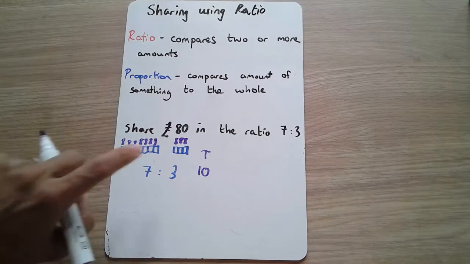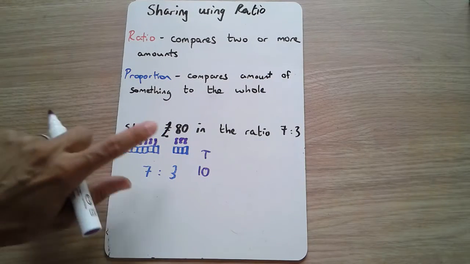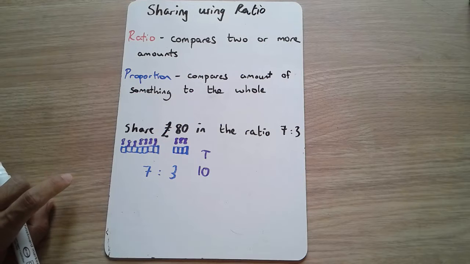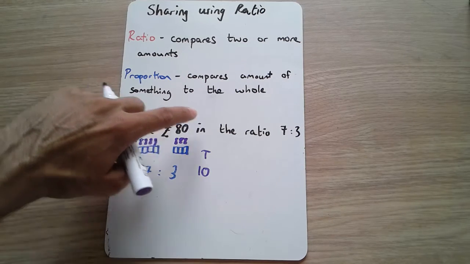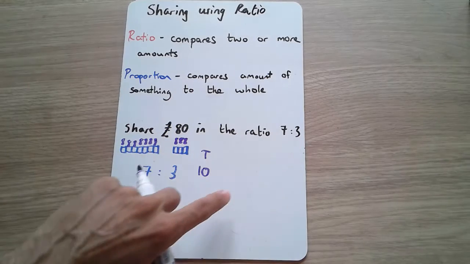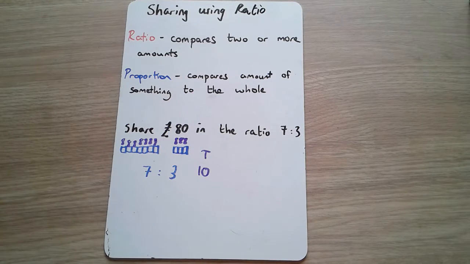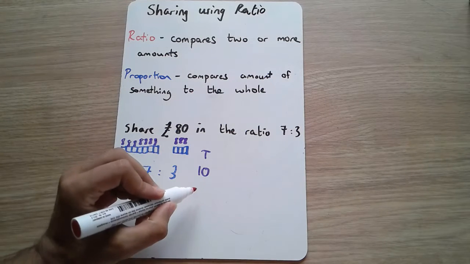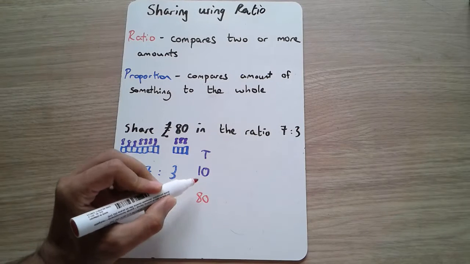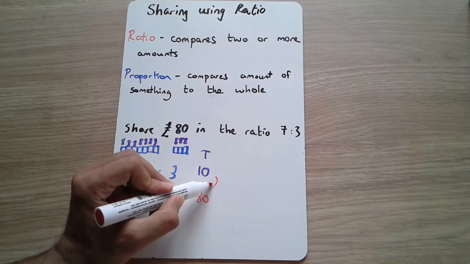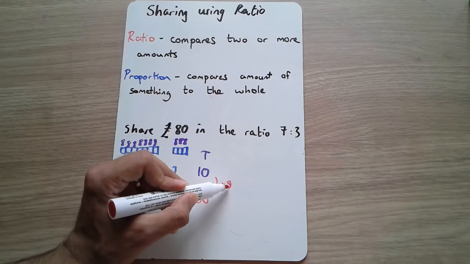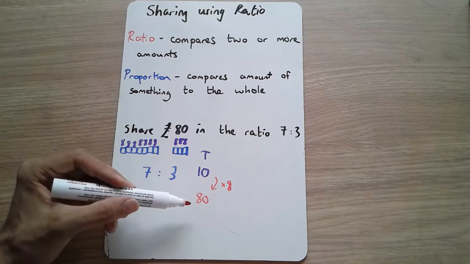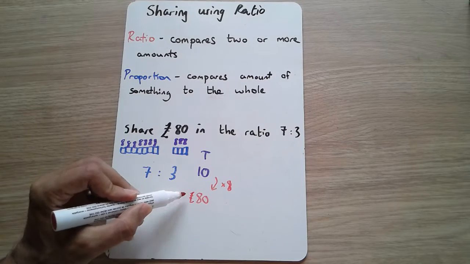Now, if I had a ratio of 70 and 30, I wouldn't want to draw out all these boxes. It'd be quite long-winded. So what we can say is, if we look at the £80, is it associated to the 7, the 3, or the total? Well, the £80 is equivalent to how much we have in total. And if you want to go from 10 to £80, you multiply by 8. I've written it underneath the total, and this gives us our £80.